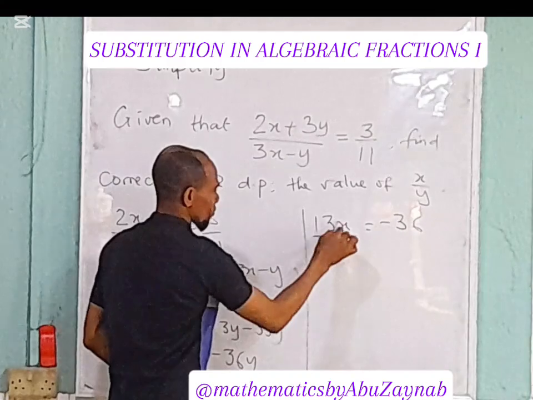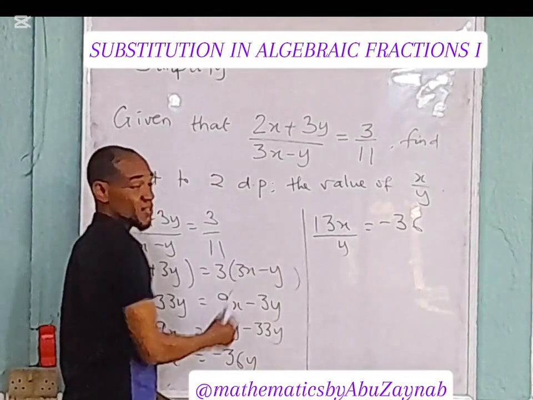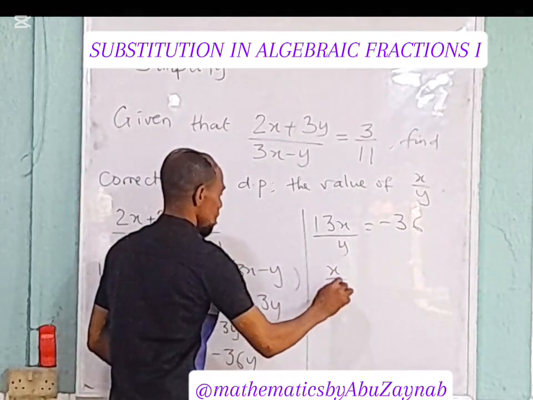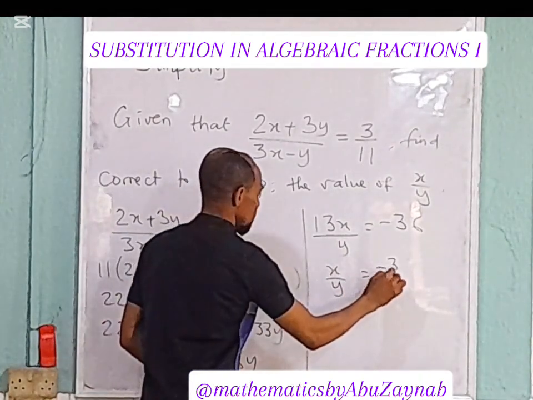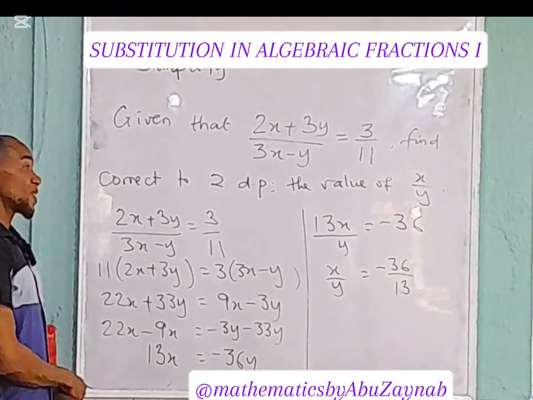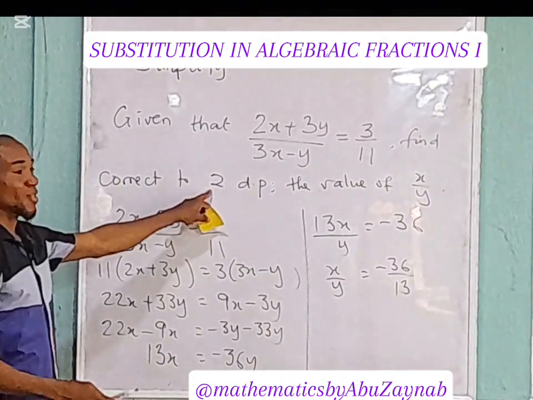Like I said, I already have my x over y, so I have to get rid of this 13. Similarly, dividing both sides by 13. So that gives us x over y equals minus 36 over 13. That is the answer already. Except for the fact that we are told to correct our answer to 2 dp.